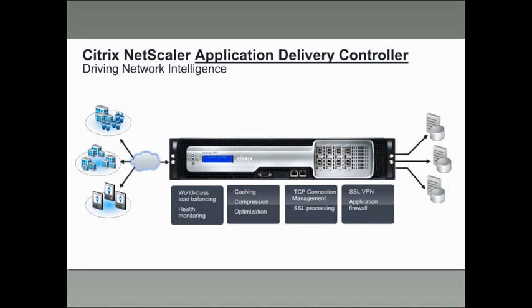Over here, this square right here is basically the offload, and this is where we get our return on our investment in an ADC such as NetScaler. So what do I mean by that?